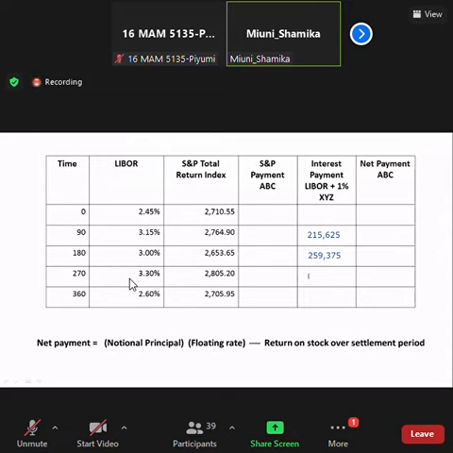How about the payment here? 3% plus 1, 4% for 90 days into 25 million. 250,000. How about here? What is the last payment? 268,750. Right. So these are the values, or these are the payments of XYZ.